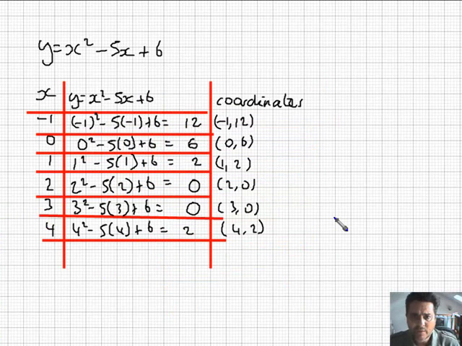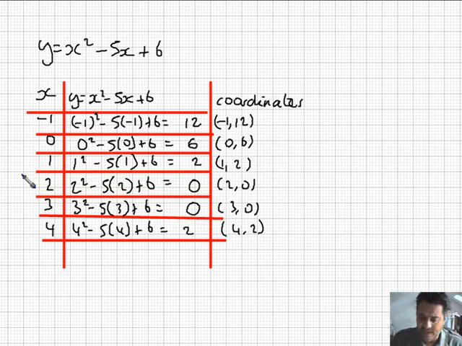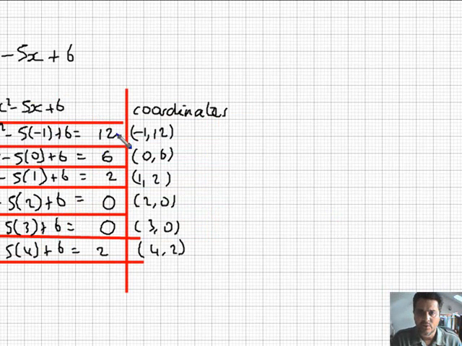Okay, welcome back everyone. What I've done is calculate all the coordinates using the x values from minus 1 to 4, going up in steps of 1 unit at a time. The corresponding y values are shown here on the right hand side, and the coordinates on the extreme right hand side of this table, so minus 1, 12, 0, 6, etc, etc.